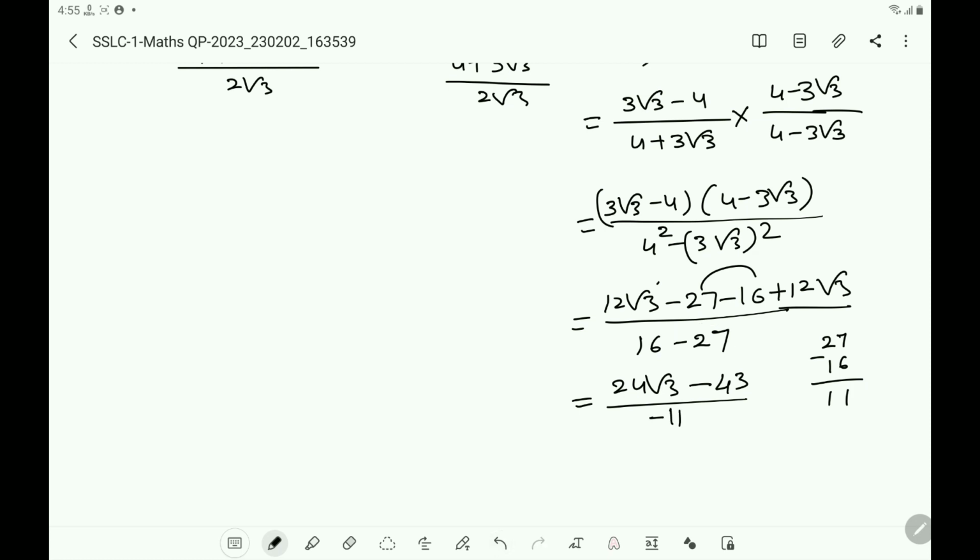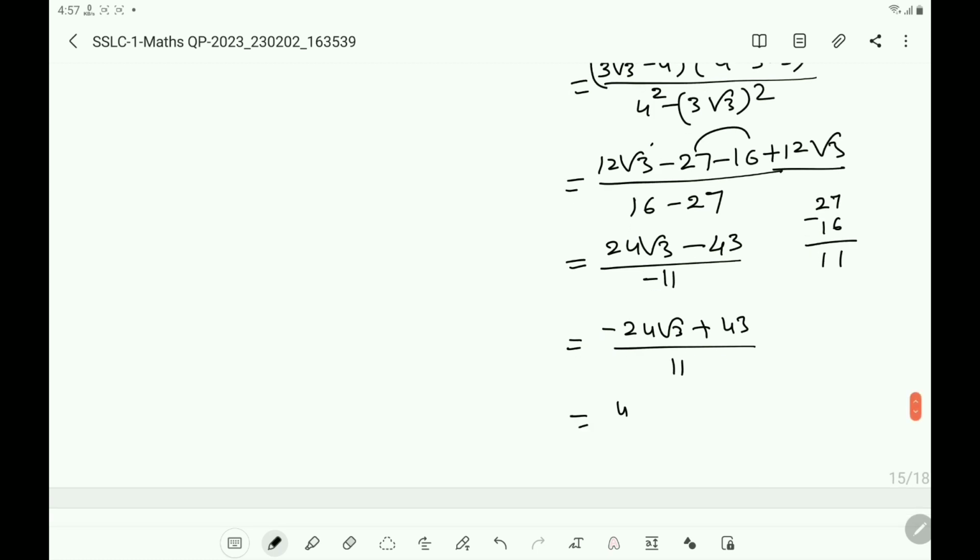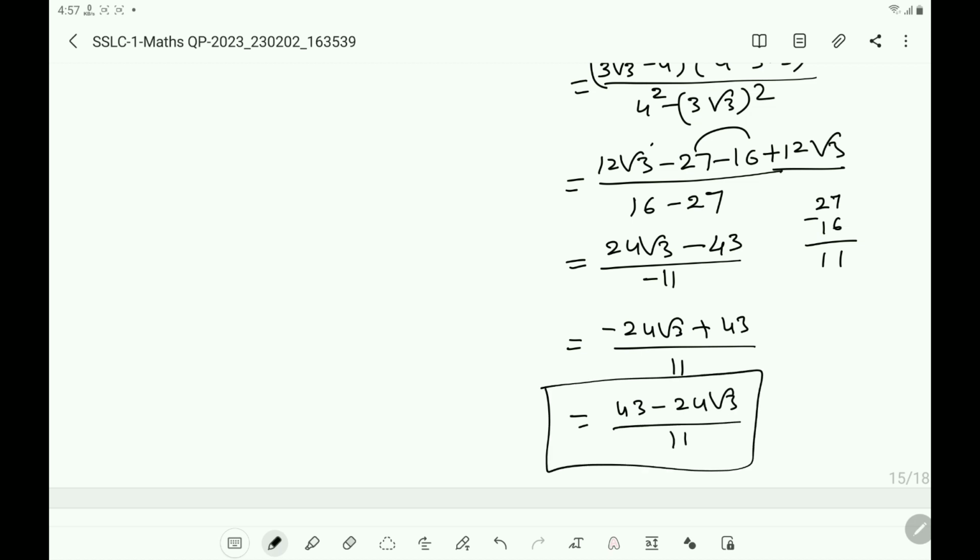So you got the answer (24 root 3 minus 43) by minus 11. You must remove the negative sign in the denominator. If you want to remove the negative sign in the denominator, the sign of the terms in the numerator changes. So it becomes (minus 24 root 3 plus 43) by 11, and you can write (43 minus 24 root 3) by 11 as the answer. In this way you got the result (43 minus 24 root 3) by 11.